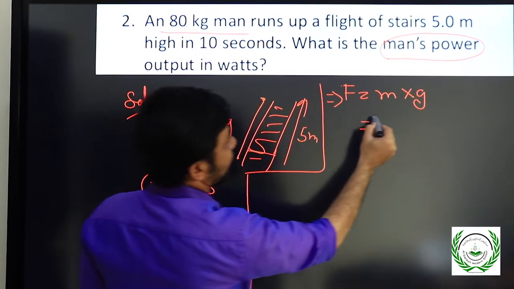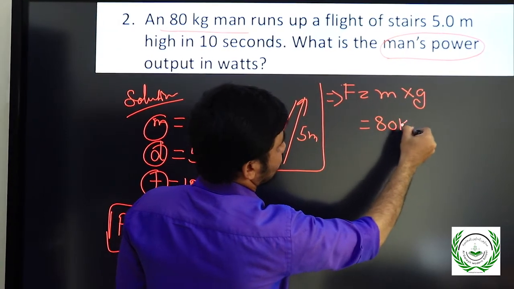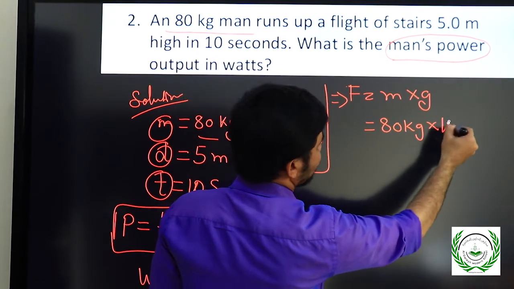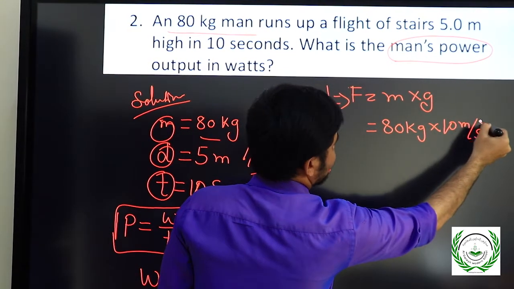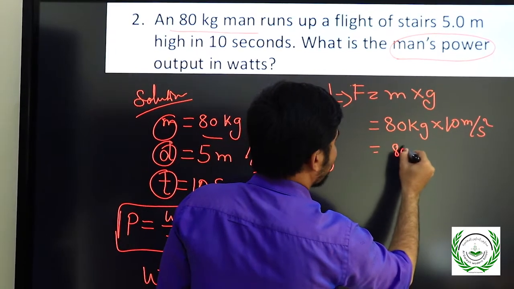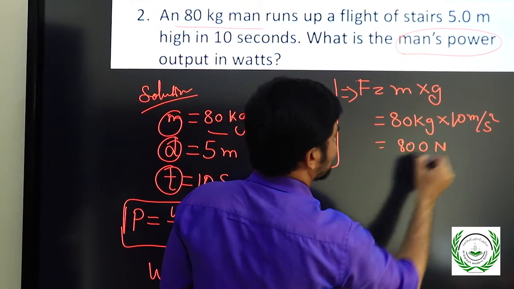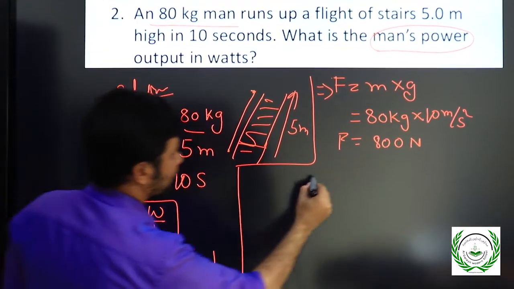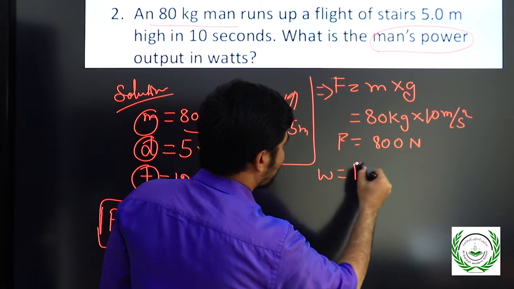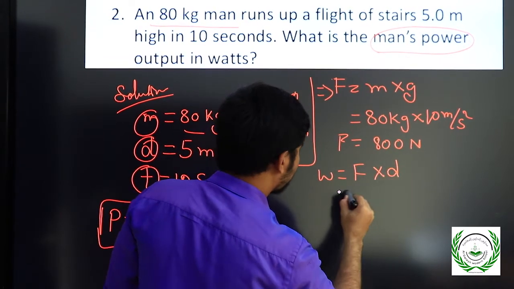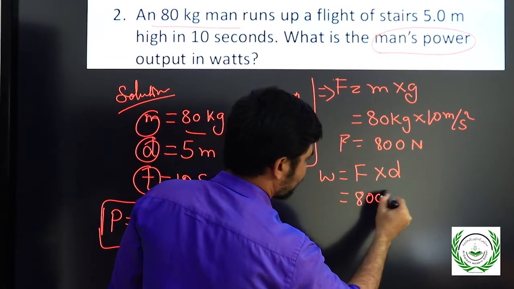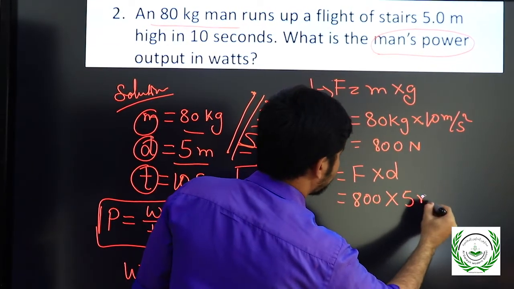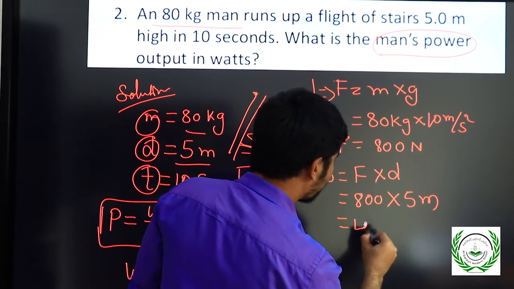Mass, he has given how much? 80 kg. Acceleration due to gravity on the surface of the earth is 10 meters per square second. So how much will you get? 800 newtons. We got the force, right? Now we can find the work. Work equals force times displacement. Force is 800, and the distance is how much? 5 meters. So totally we get 40,000.